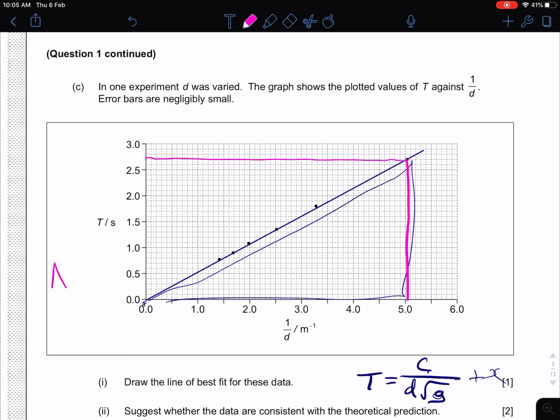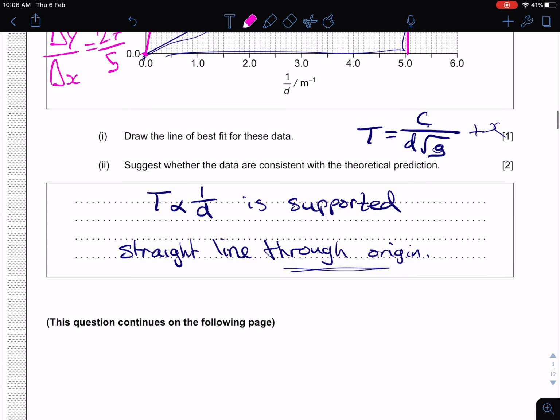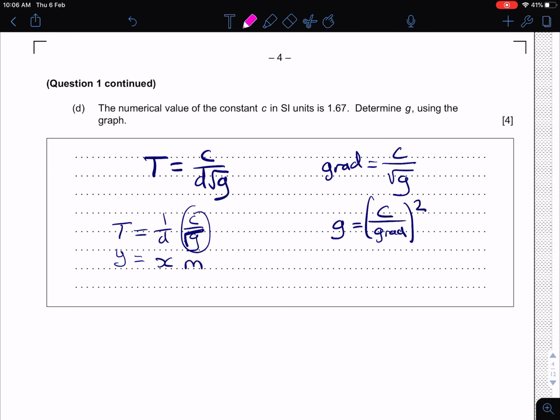So the change in y over the change in x is 2.7, because it's going from 0, that's the change in y, to, let's just say 5. So 2.7 divided by 5 is the gradient, which is 0.54. So G equals 1.67 from the question up here, divided by 0.54, all squared, which gives you an answer of 9.56.